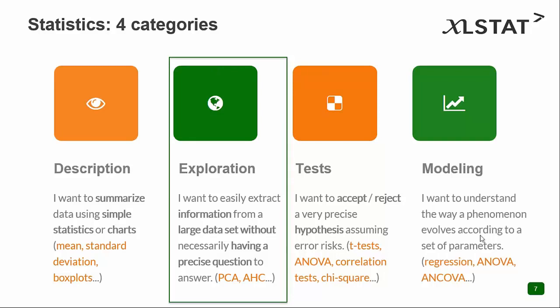Statistical modeling helps understanding the way a phenomenon evolves according to a set of parameters. We have regression, ANOVA, and ANCOVA in modeling.